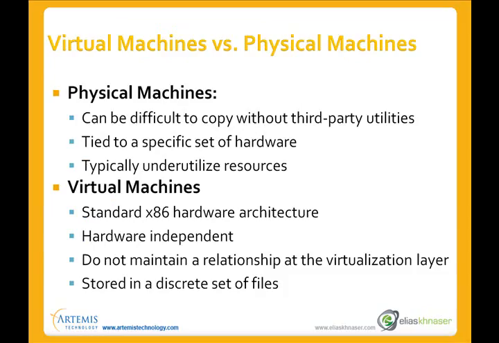But why virtual machines? What makes virtual machines so much different, so much better than a physical machine? A physical machine can be extremely difficult to copy, to move. You need third-party utilities. You need Ghost or Altiris in order to image them and then deploy them. And if they're not deployed on the same type of hardware, then you're going to have driver issues and compatibility issues. You can't move them easily. And physical machines, in most cases, will have underutilized resources. But how's it different with virtual machines?